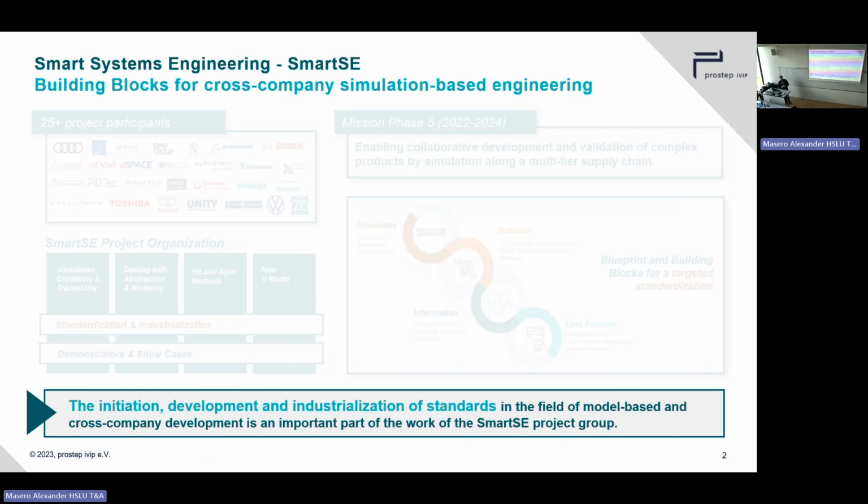What I would like to focus on is that one of the main motivations of Smart SE is to foster and promote simulation-based engineering, and as one aspect of that, to initialize, develop and industrialize standards. Namely, for example, the SSP traceability or SSP layered standard traceability. So this is the context which my presentation is about.